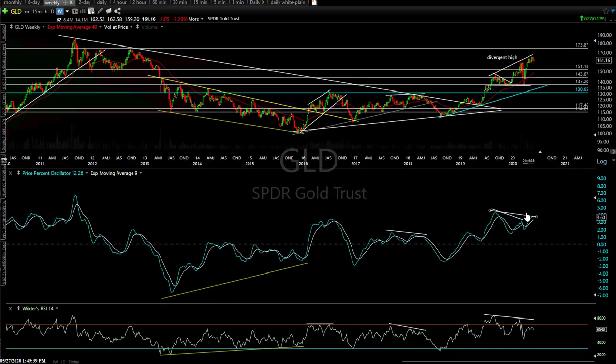Big negative divergences right here on the weekly chart. We had a divergent high right here at this point where the crosshairs are, and we had a pretty big correction. In fact, it was the second biggest correction, or right around the same size as these two, one of the biggest corrections in this bull market. So you have to respect these divergences, even though they don't always play out. More often than not, they do.